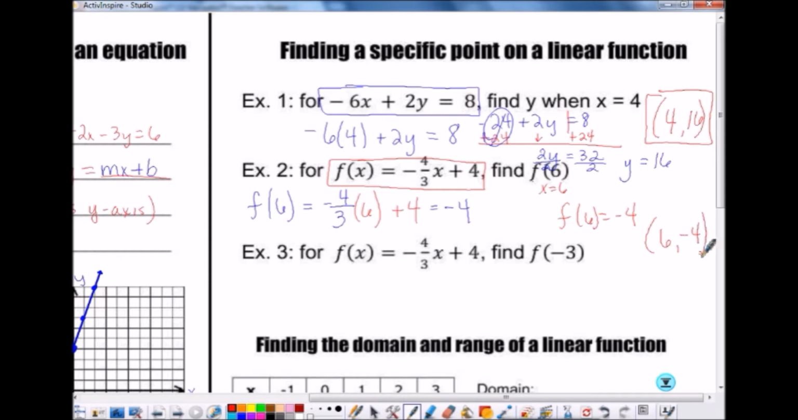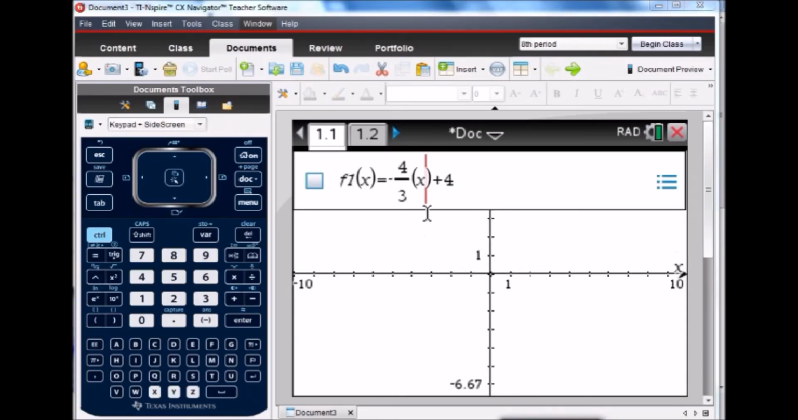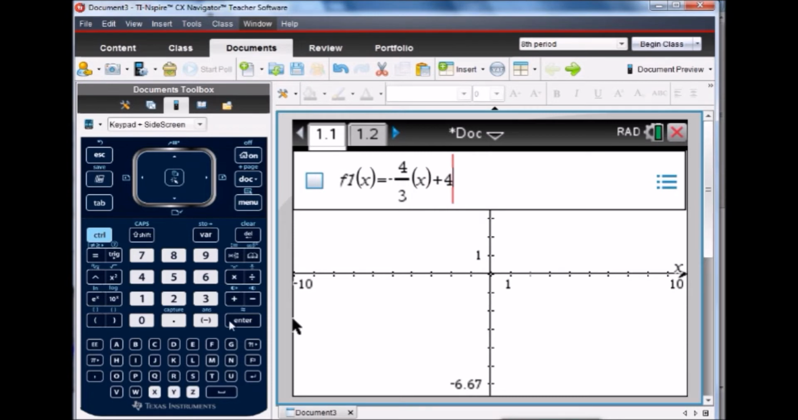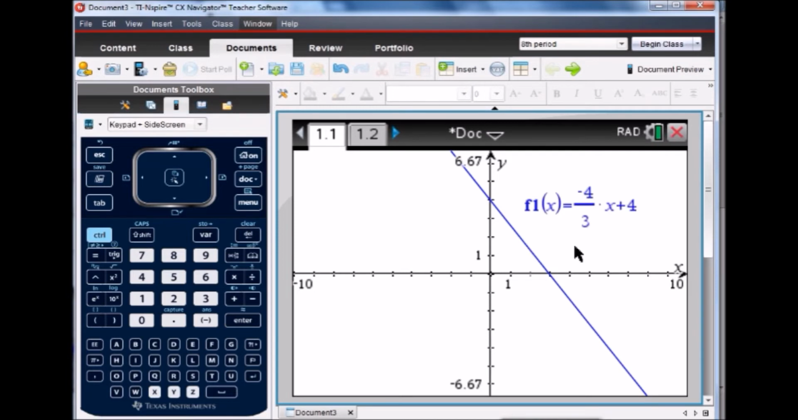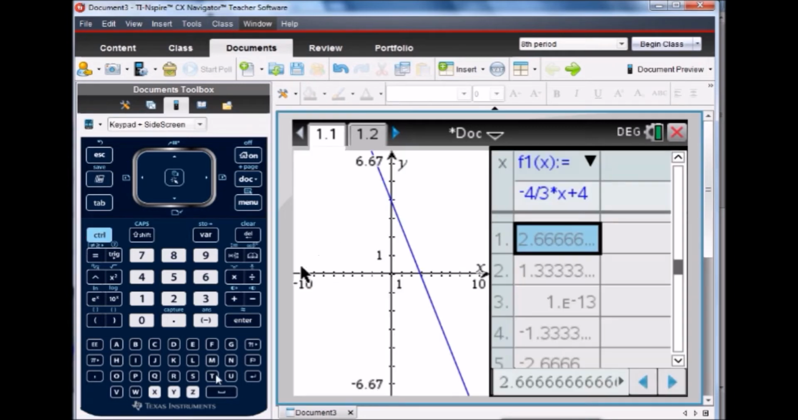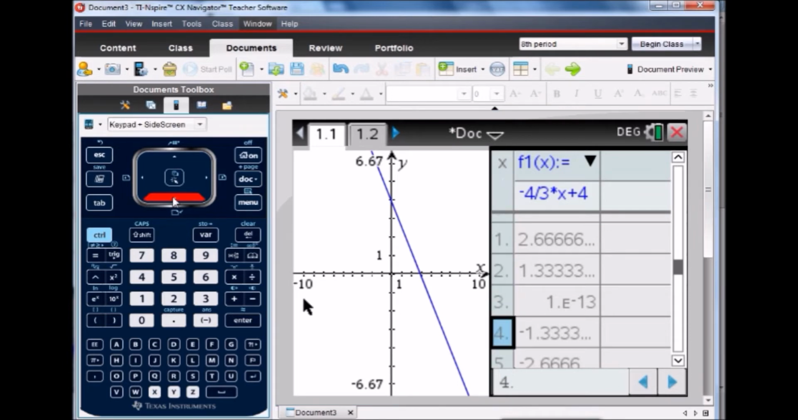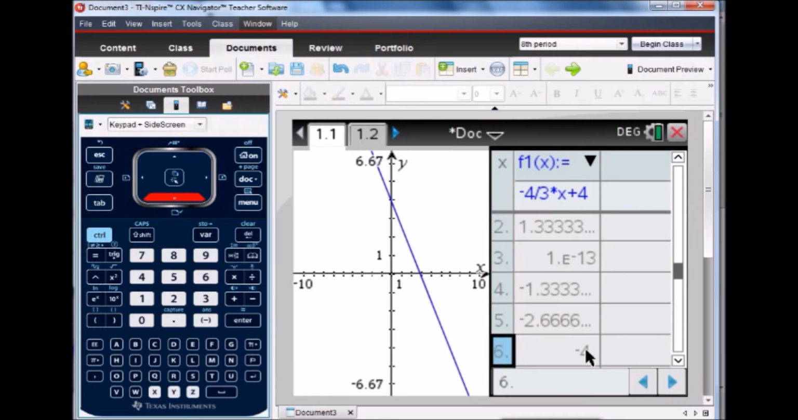Let me show you what that looks like on the graphing calculator. So on the graphing calculator, here is the actual equation that we gave you. When you hit enter, it shows you the linear function, the line. So now we asked you to find f of 6. So I'm going to go to the table, Control T, and I'm going to look here on the x value until I get to 6. Well, there you go. At point 6, I am at negative 4.